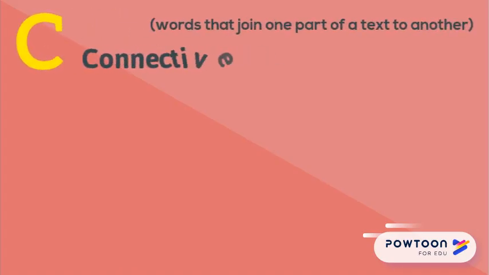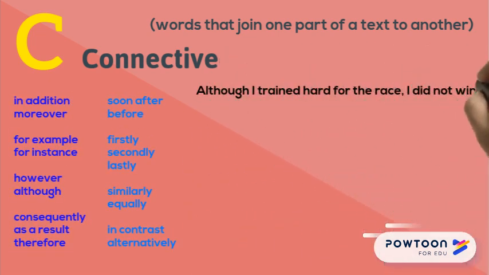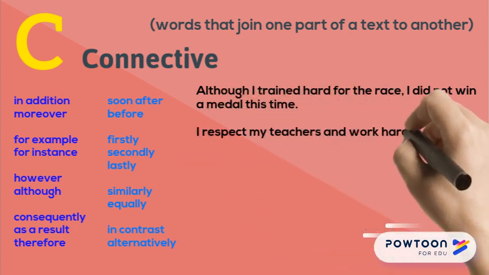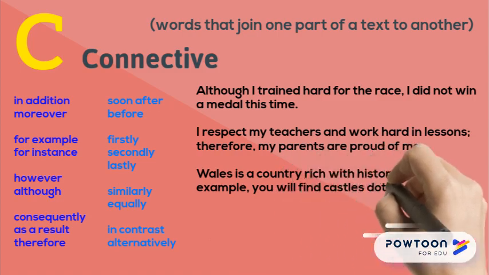You could mix in a C opener or different connectives into your sentences. These are words that join one part of a text to another. Make sure you're clear what type of connective you're using. For example, soon, after and before are time connectives, while similarly and equally are comparing connectives.